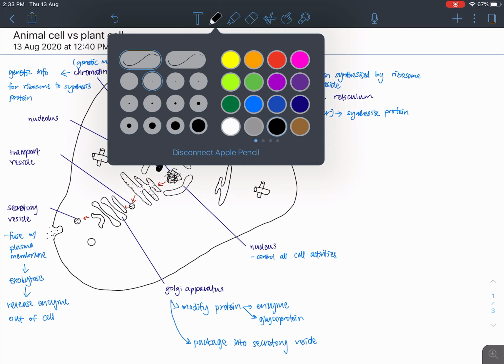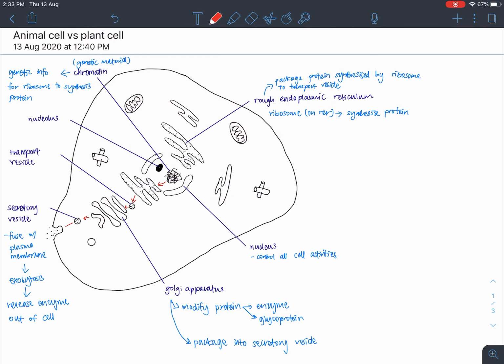Okay, if you can't differentiate transport vesicle and secretory vesicle, look at the word. Transport means to carry something, right? So transport vesicle is to carry the protein from the ribosome to the Golgi apparatus for modification, while secretory vesicle is to bring the enzyme from the Golgi apparatus to secrete out of the cell. Secrete is like release, so it's released out of the cell.